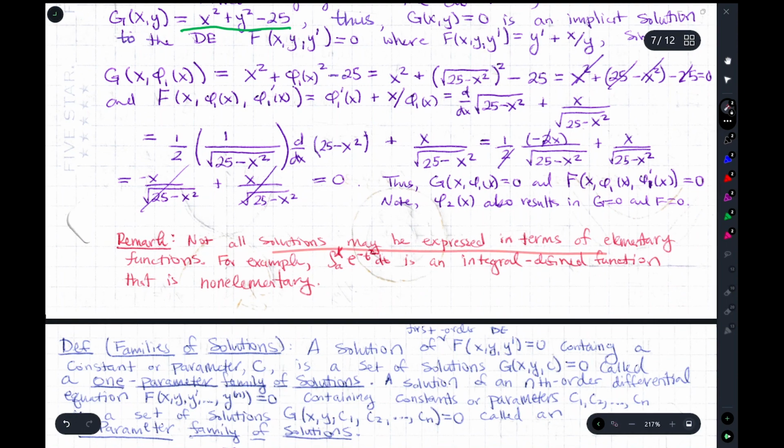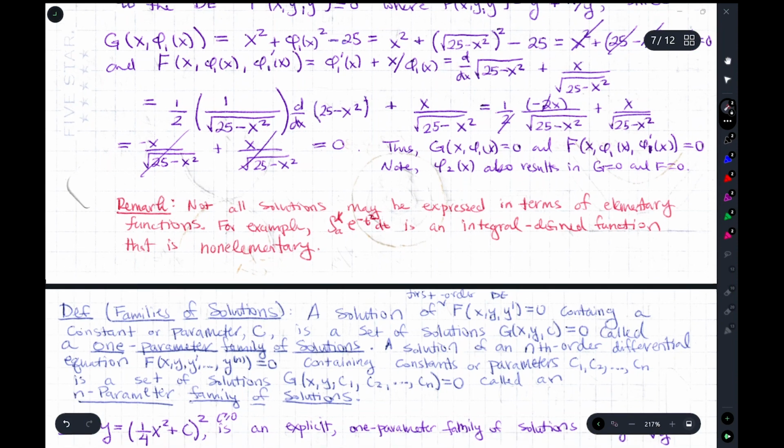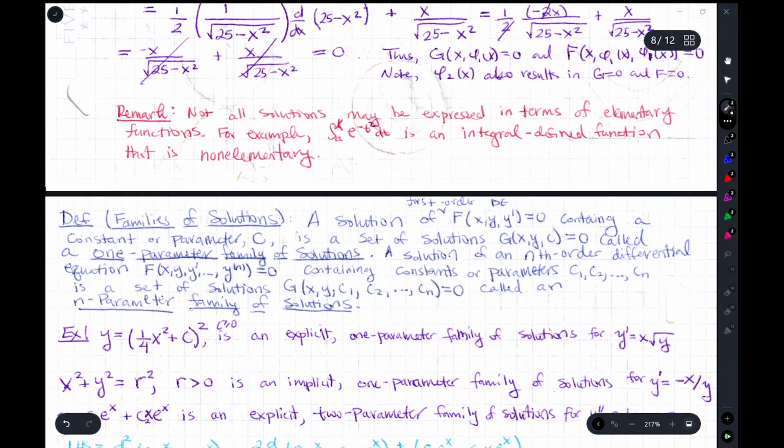And I also remark here, not all solutions may be expressed in terms of elementary functions. For example, there's no antiderivative of e to the minus t squared. But you could leave it as an integral-defined function by writing this. So this is a function of x because you integrate to x. And so it's not an elementary function. You can't express it in terms of sines, cosines, sinh, cosh. And so that's just a remark, sort of tangent to what we were talking about.